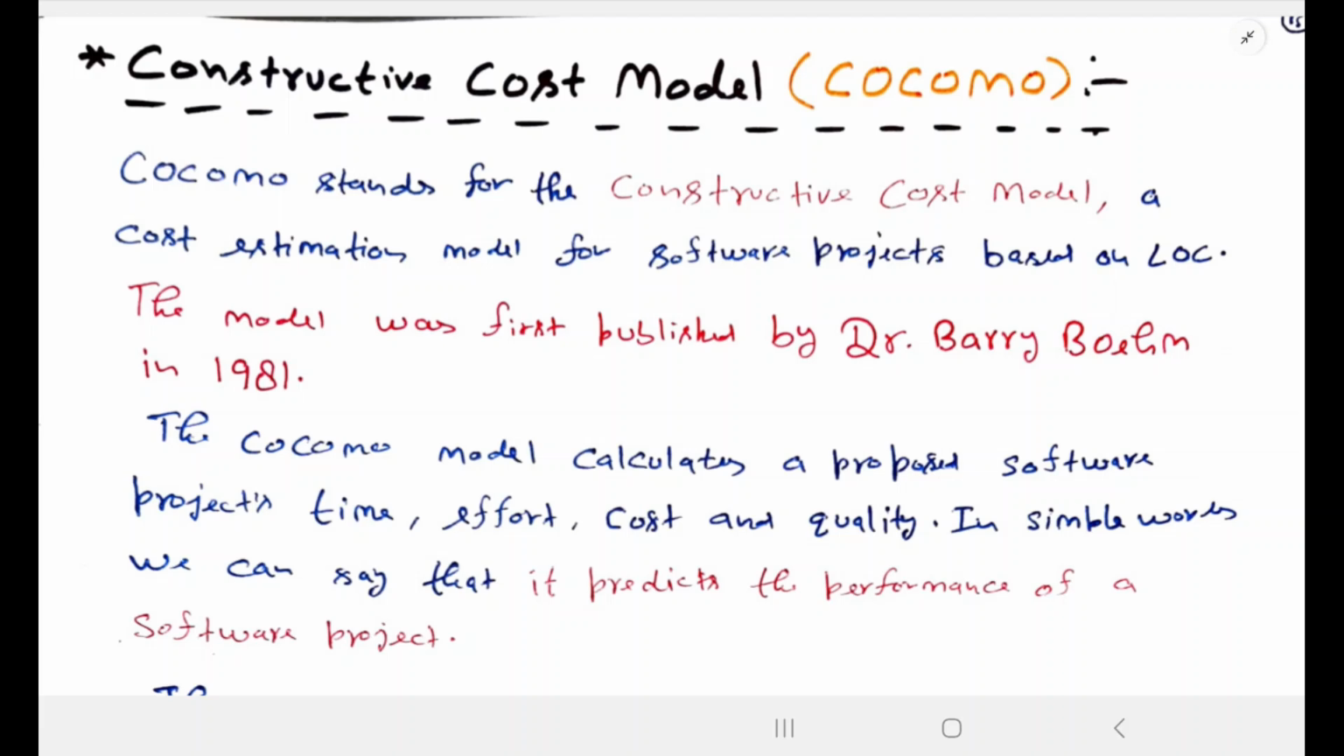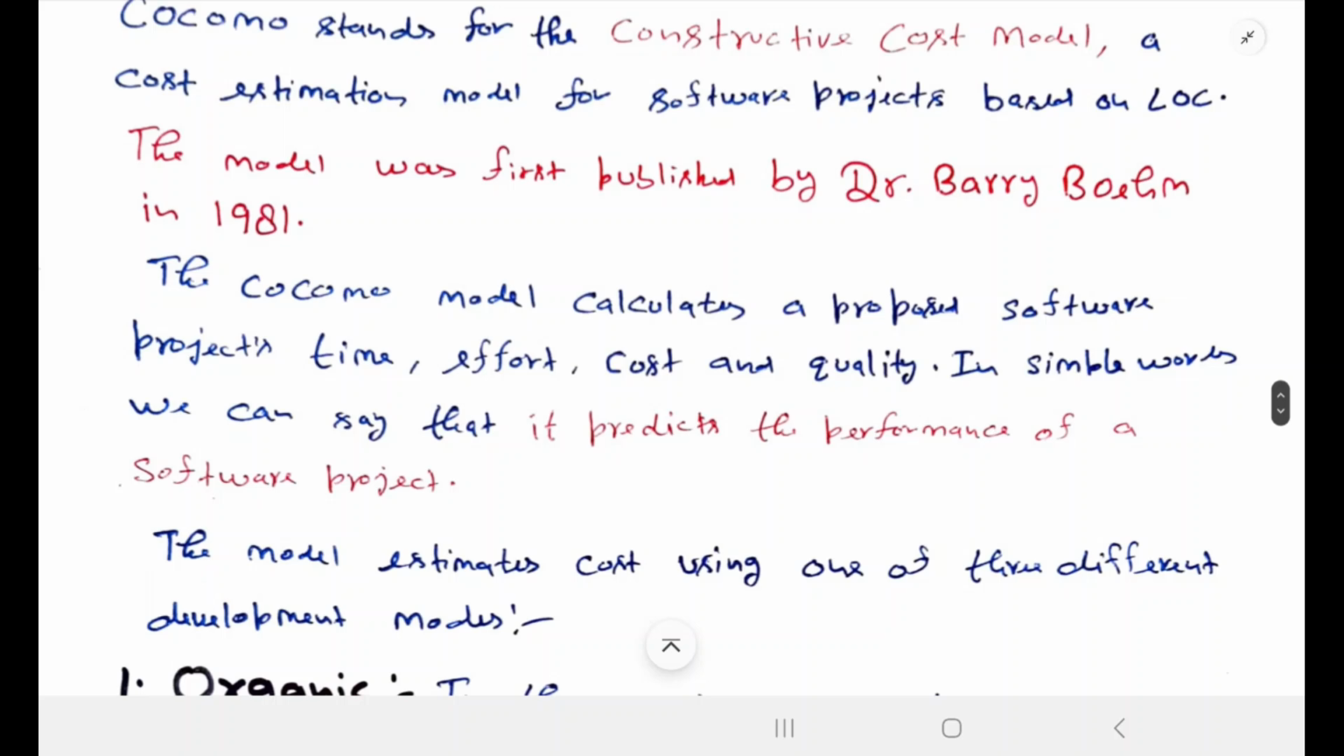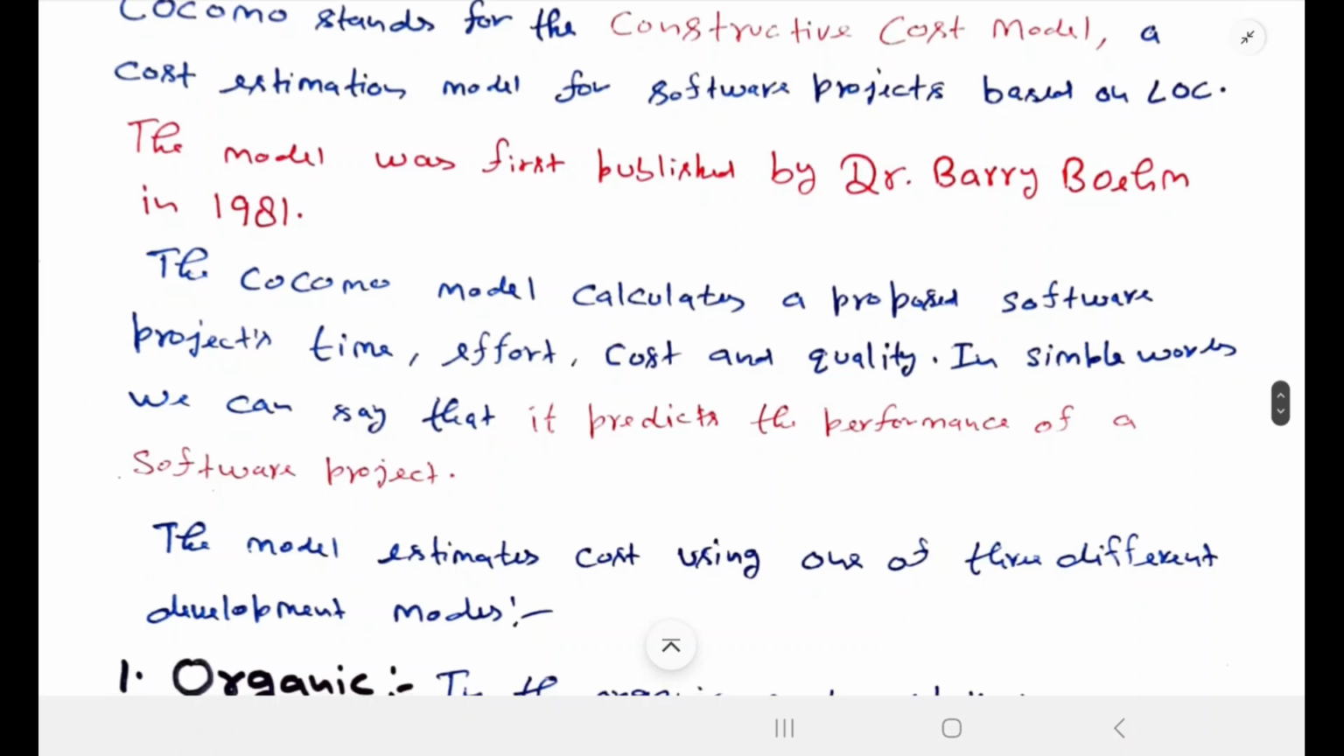It was first published by Dr. Barry Boehm in 1981. The multiple choice questions would be made from here. The COCOMO model has the ability to estimate the time, effort, cost, and quality.